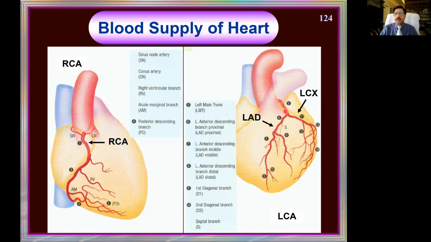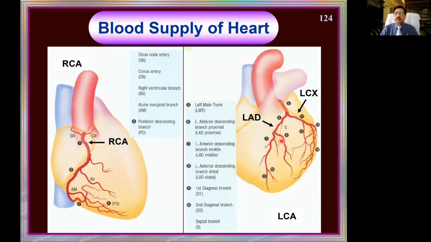Remember, all the coronaries fill in diastole. Why not in systole? In systole, the heart is contracting. The blood vessels will not have a chance to expand. So these are the blood vessels which are filled in the diastole. So diastolic pressure in the aorta directly decides the flow in this, not the systolic pressure.